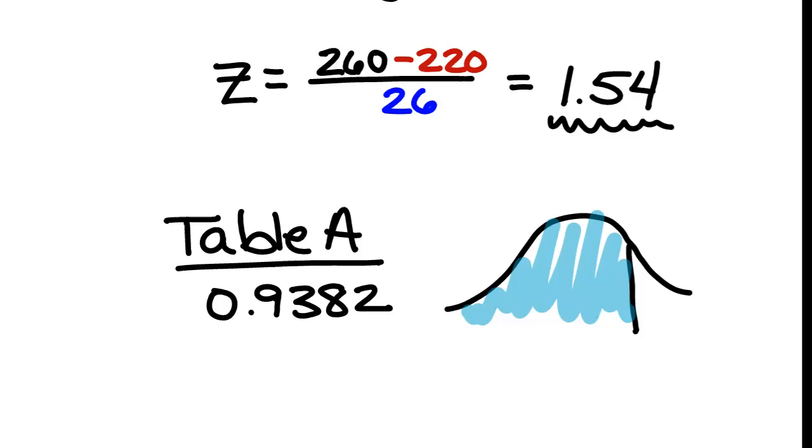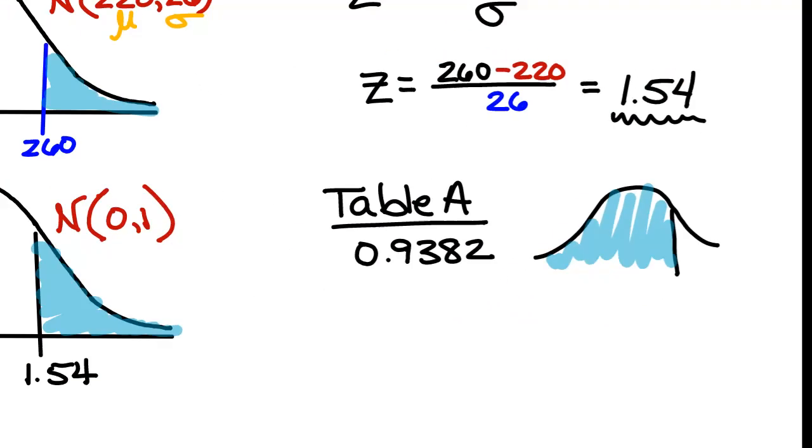Okay, so I know that this area right here is 93.82% of all of the area underneath that curve. So how do I find the other side? Subtract it from 1 or change it into a percent and subtract it from 100%.